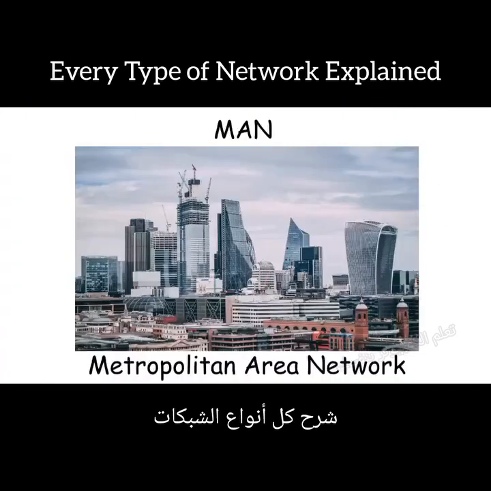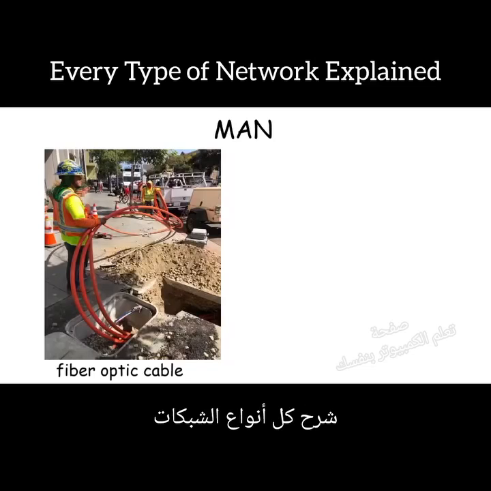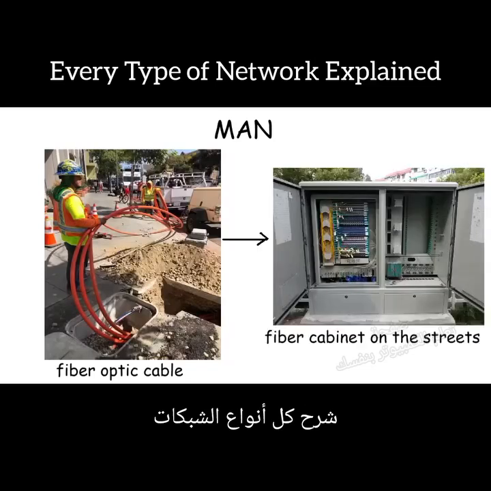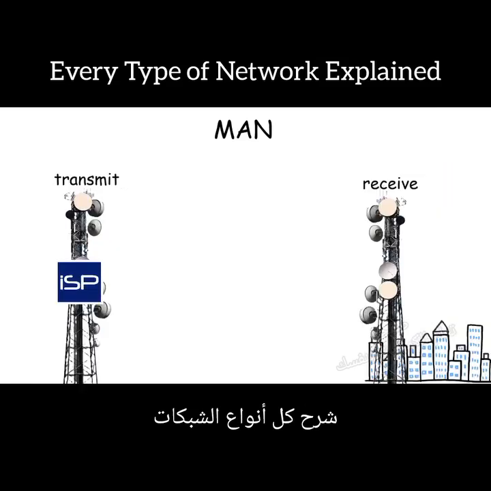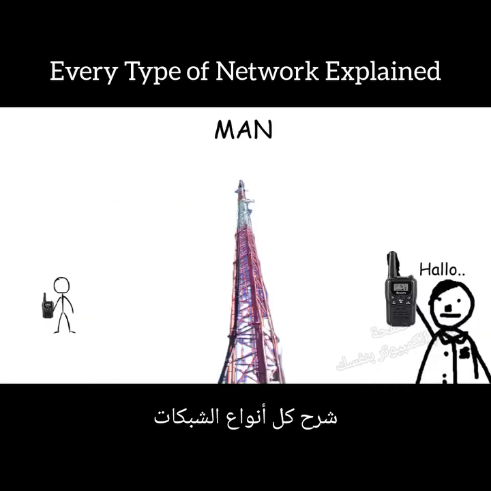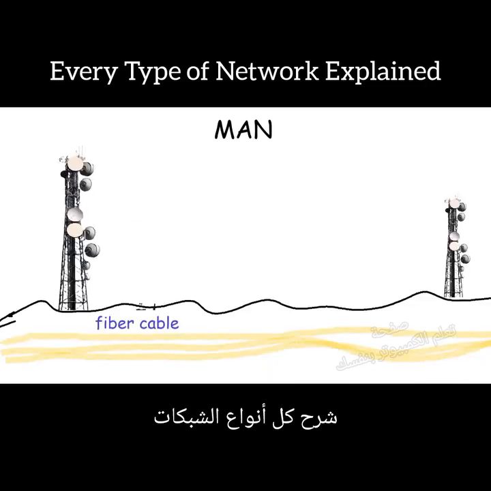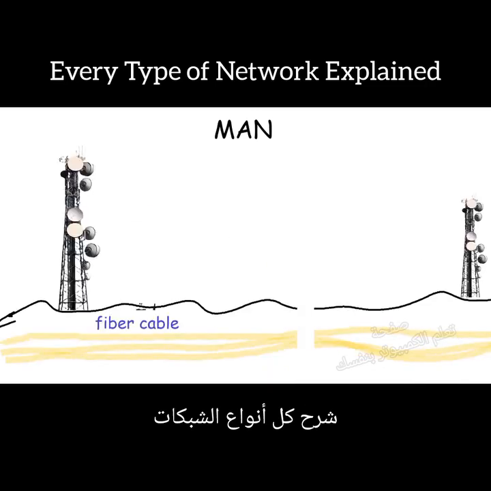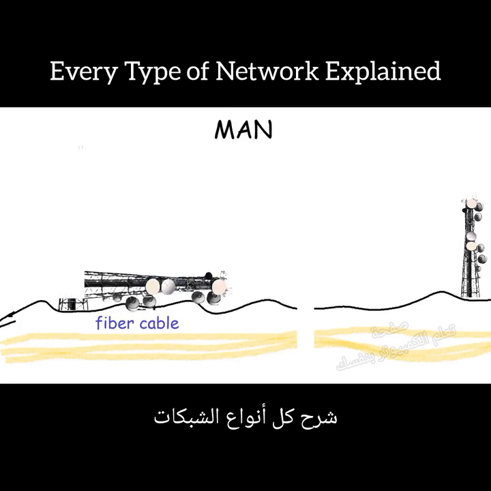MAN. A metropolitan area network, or MAN, is a network that spans a large area like an entire city. Typically, it uses high-speed connections like underground fiber optic cables to distribute internet to homes, or microwave radio links between towers that wirelessly beam internet across distances, and also wireless communication like walkie-talkies that are transmitted from a radio repeater tower. However, a disaster like an earthquake could sever underground fiber cables or knock down microwave towers, cutting off internet or network access across the city.